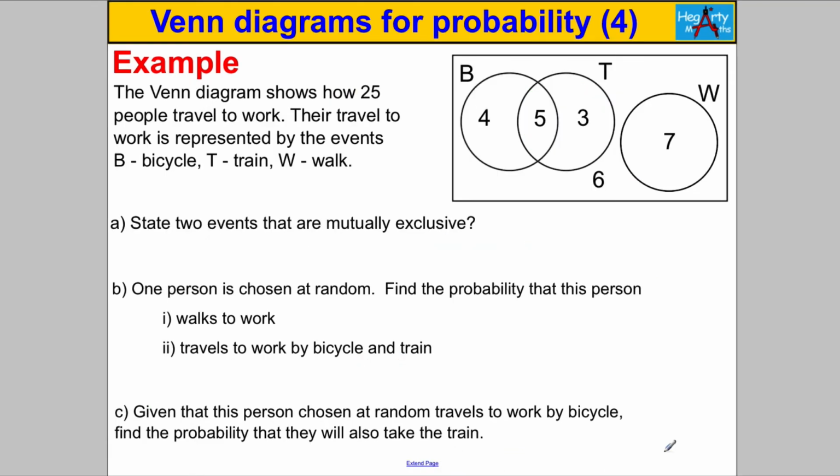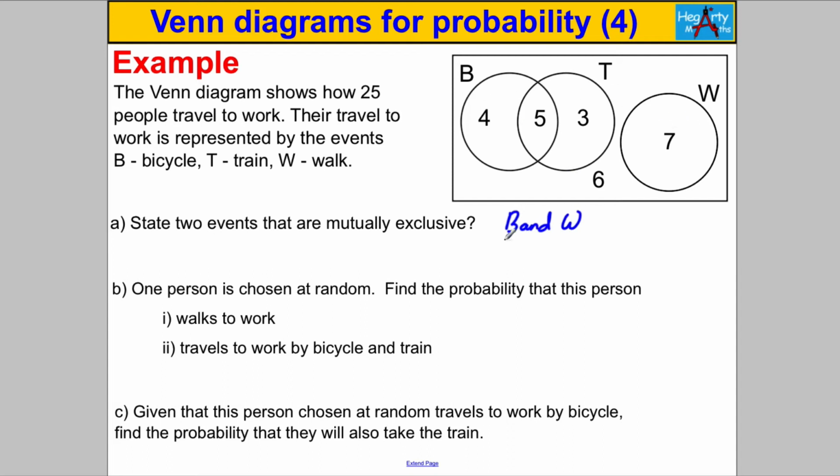Okay, a very similar style question here. So we've got a Venn diagram. Capital B is bicycle, capital T is train, capital W is walk. It says state 2 events that are mutually exclusive. B and T are definitely not. They have an overlap. So you could say B and W. That would be a perfectly acceptable answer.